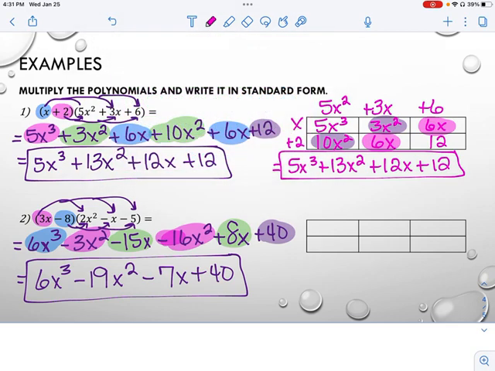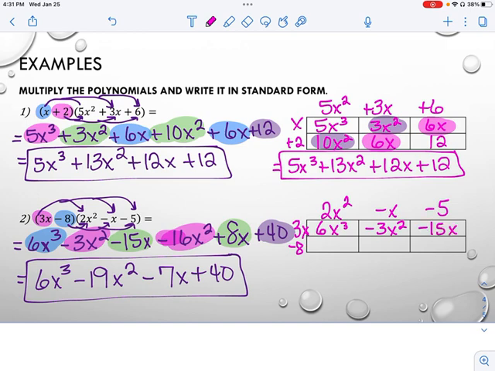Okay, let's try the same thing using the Punnett square. So I'd have 3x in this box, I'd have negative 8 here, and then I have 2x squared across the top, a negative x, and a negative 5. So 3x times 2x squared, that's 6x to the third. 3x times negative x is negative 3x squared. 3x times negative 5 is negative 15x.